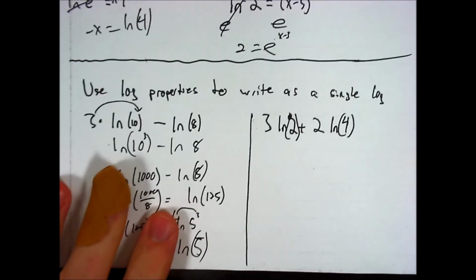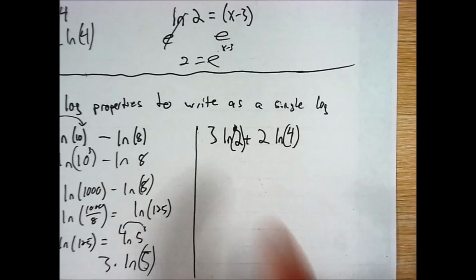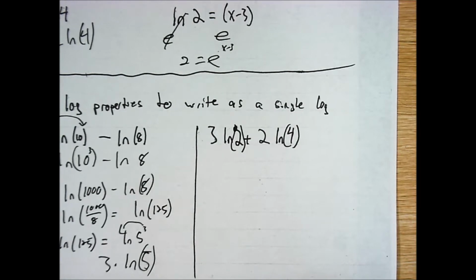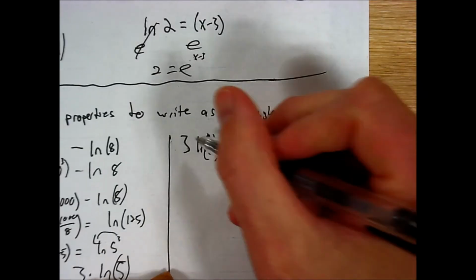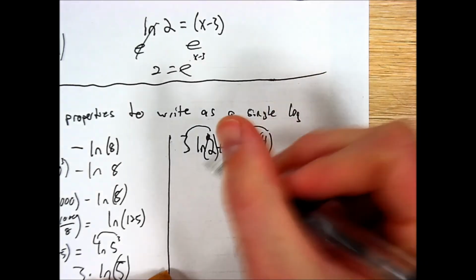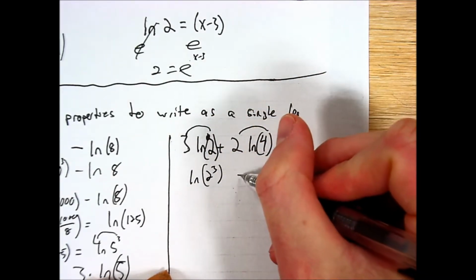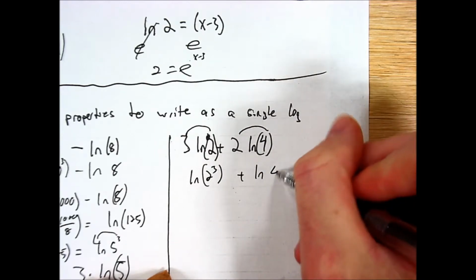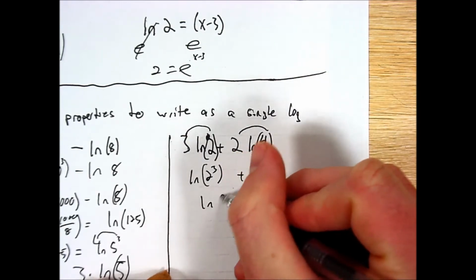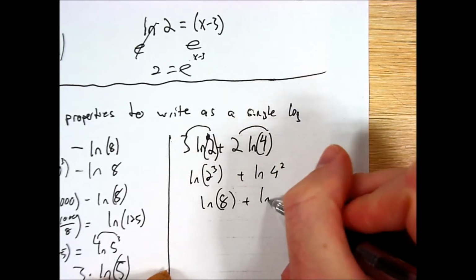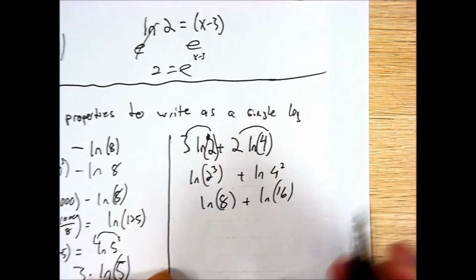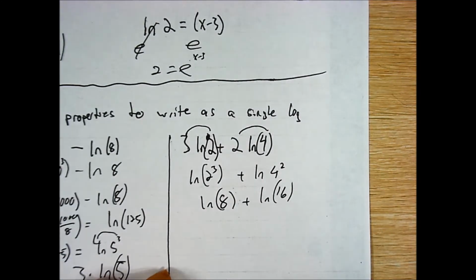All right, you guys try this one over here on your own. Go ahead and hit pause and try that one on your own, and let's see what you get. And welcome back. Let's see what you got here. We're going to push these up on top. It's going to be natural log of 2 to the third plus natural log of 4 squared. It's going to be 8 and 16. We're going to multiply those together.